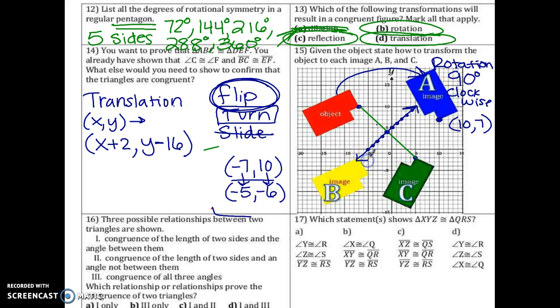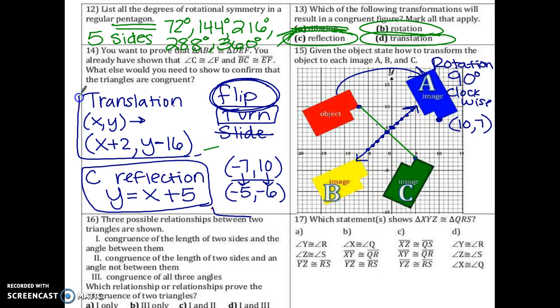So for this last one, we're going to say on to C, it's a reflection, because it's that flip over, and we flipped over the line y equals, it's got a slope of 1/1, so it's just 1x or x, and it goes through on the y-axis at 5, so y equals x plus 5 would be the solution line for that one. So this was B, that one's A rotation, and then we got C.